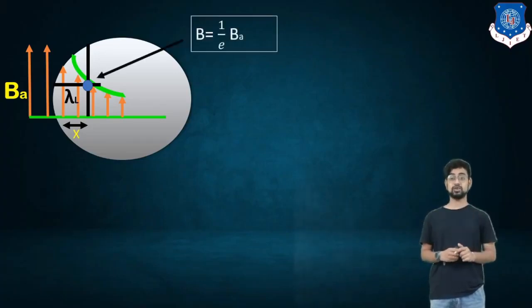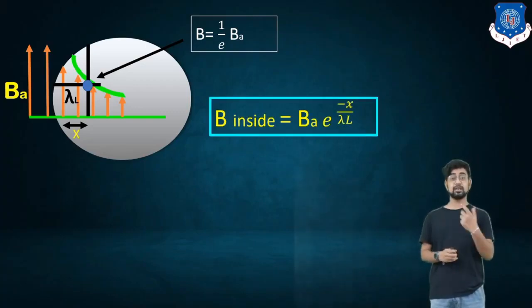The point pointed out here, the blue circle, indicates that at that particular point the magnetic field strength B is equal to 1/e of the applied magnetic field. So from this we can say that B inside, the magnetic field within the superconductor, is equal to B_A, the applied magnetic field, times e raised to minus x upon lambda_L.